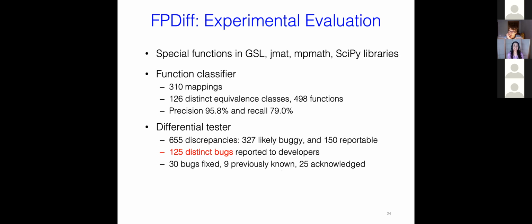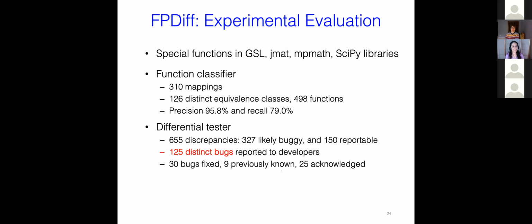And in terms of the differential tester, it uncovers 655 discrepancies. These were automatically reduced to 327 that we call likely bugs. We manually inspected all of them, and we reduced this to 125 distinct reportable bugs. And 30 of them have been fixed, 9 happen to be known bugs for which there were already issues posted, and 25 have been acknowledged but not fixed yet.